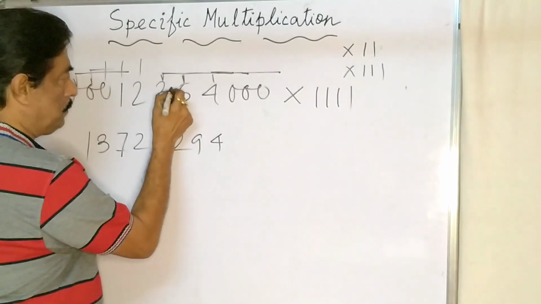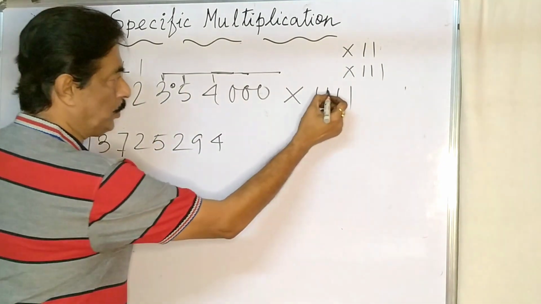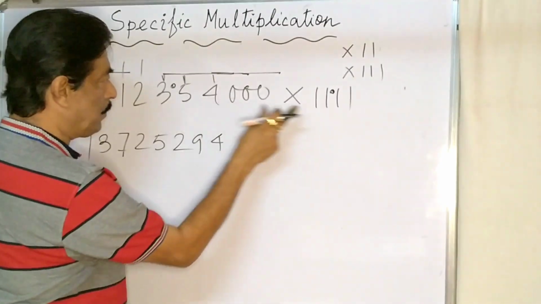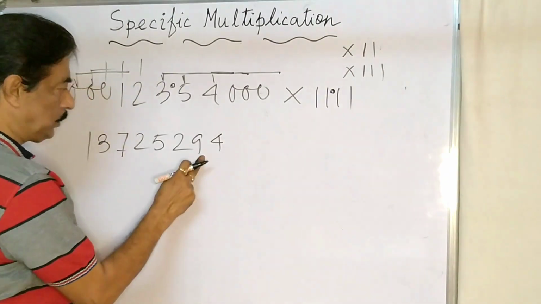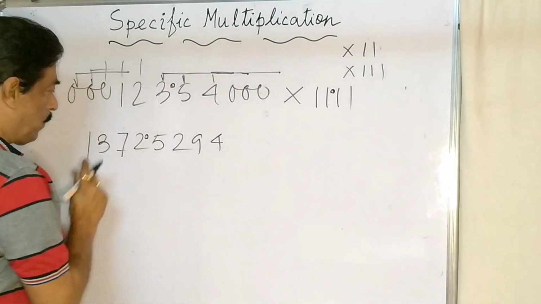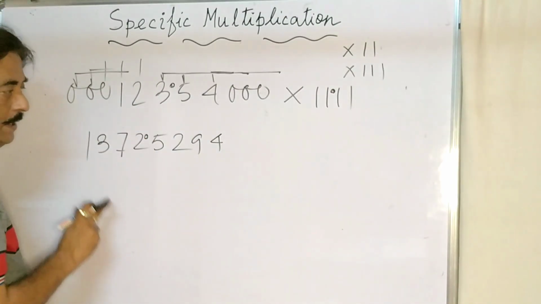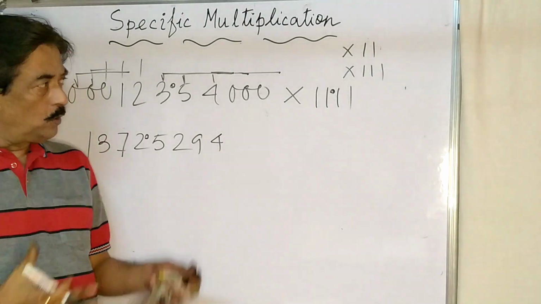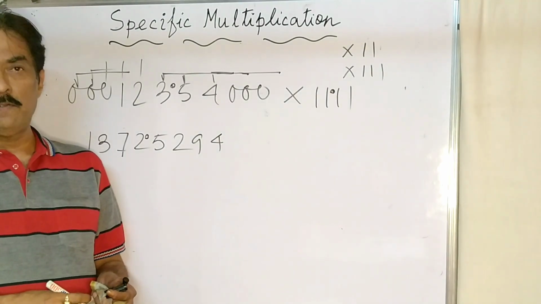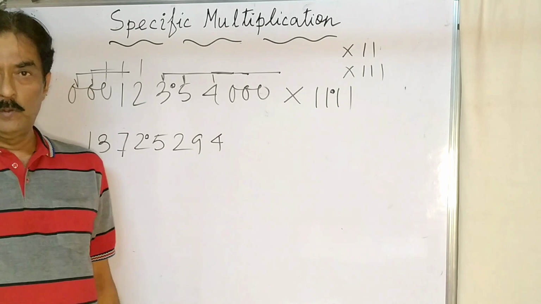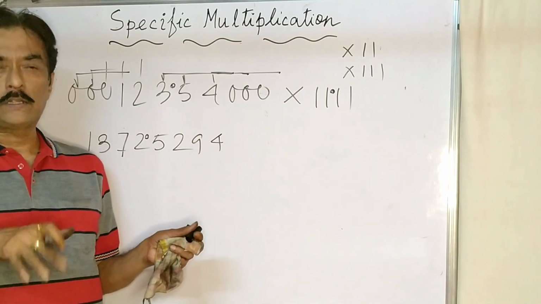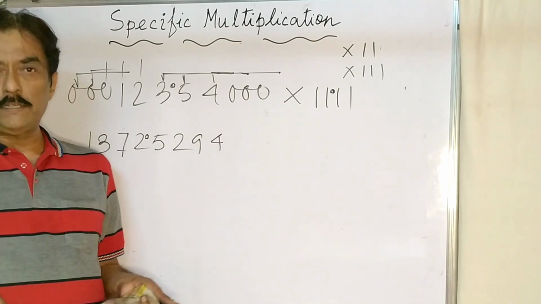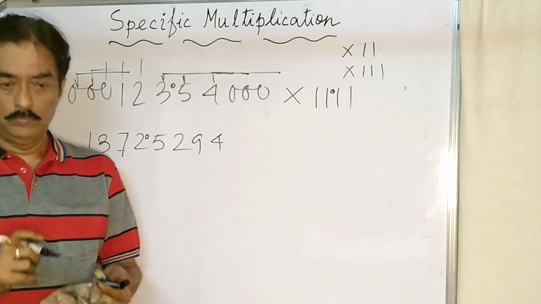If I put the decimal point here, your decimal point will be 4 places from the right side: 1, 2, 3, 4. Your answer is 1372.5294. Now if you know these tricks, you can minimize your time for top level multiplication, which is mostly required for your coming arithmetic, data interpretation and mensuration also.